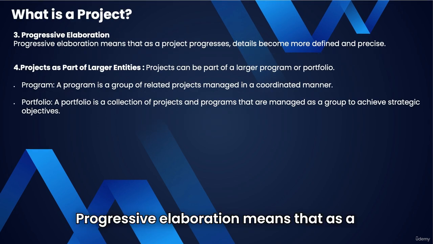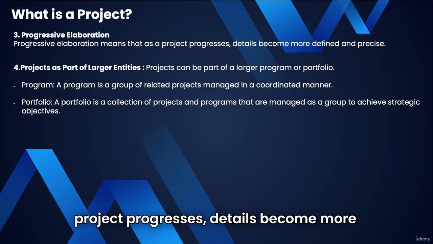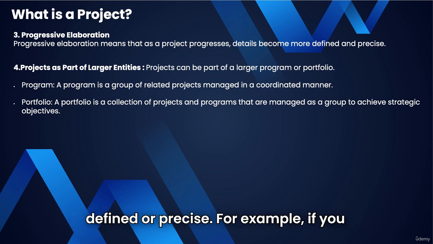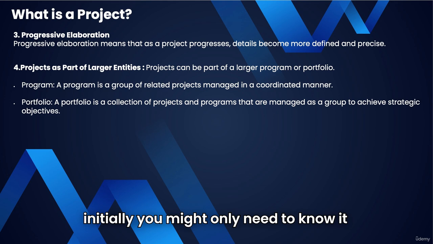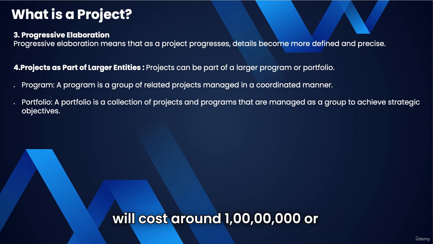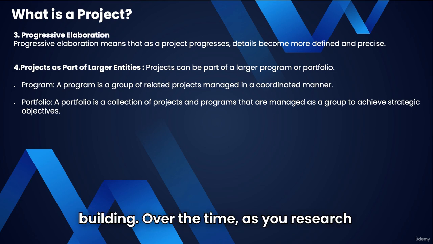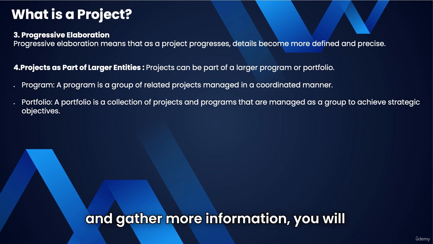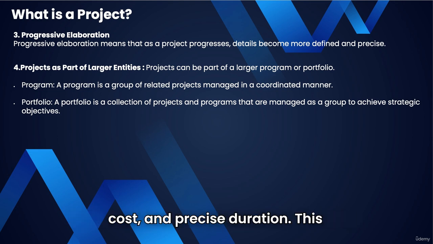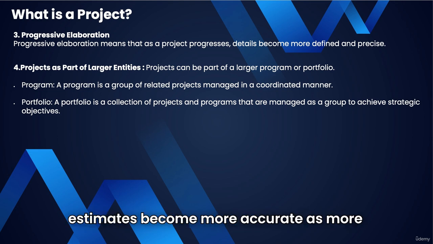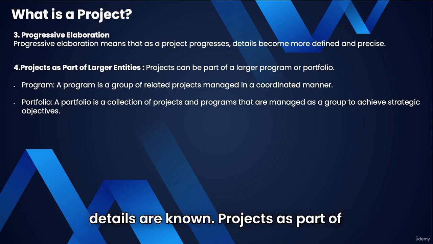Progressive elaboration means that as a project progresses, details become more defined or precise. For example, if you want to build a house in Mumbai city, initially you might only know it will cost around 1 crore or take about 3 years to construct. Over time, as you research and gather more information, you will know the specific neighborhood, the exact cost and precise duration. These estimates become more accurate as more details are known.